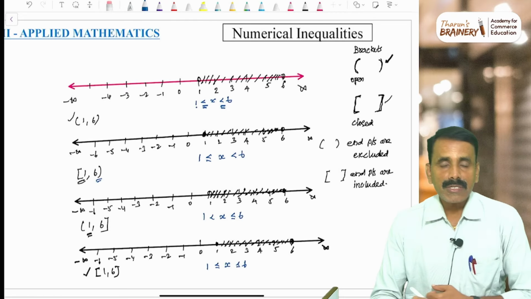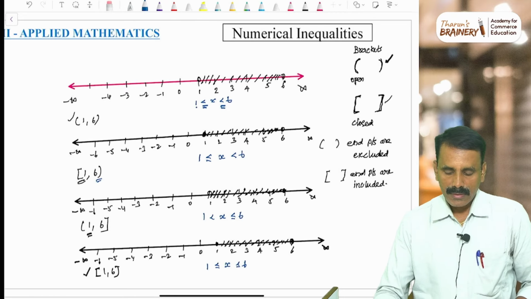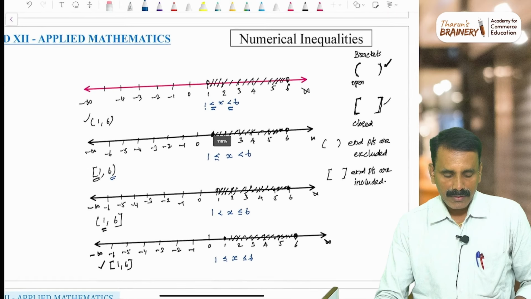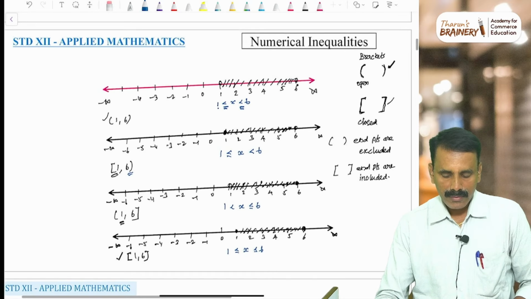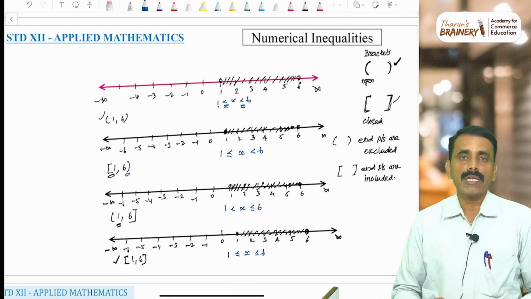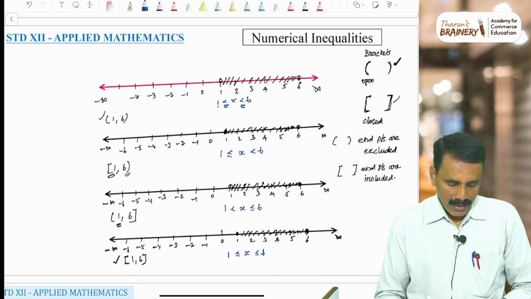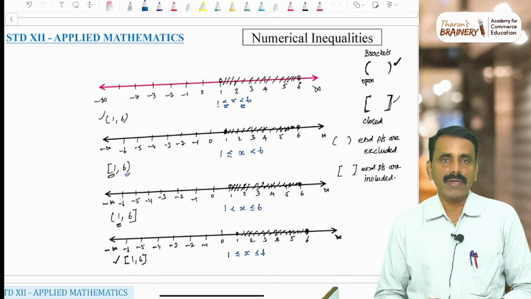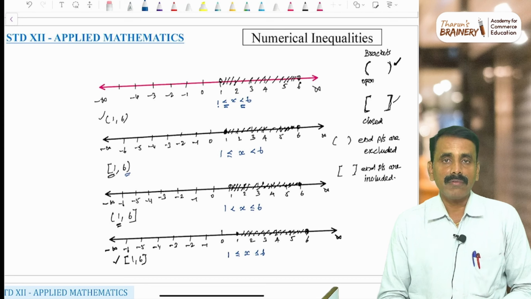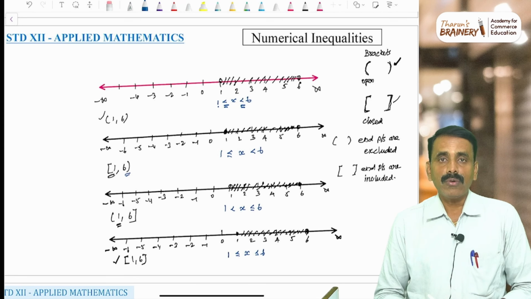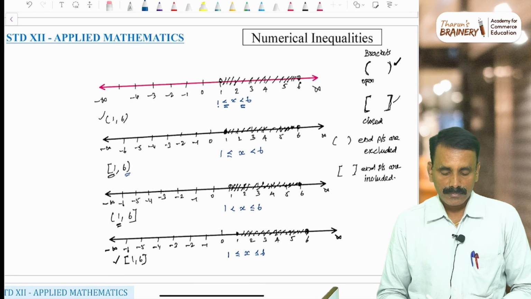So this is the interval notation we will be using. We must be familiar with these types of inequalities and intervals. The first and the last have specific names. The first one is called open interval, the last one is called closed interval.